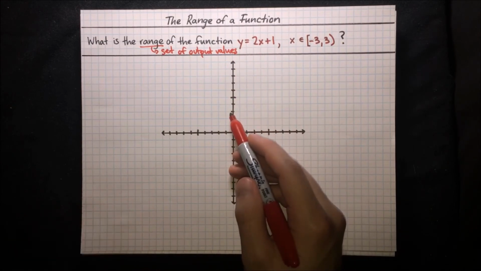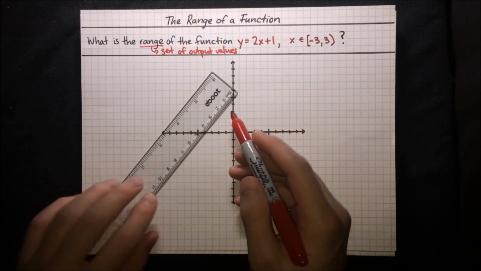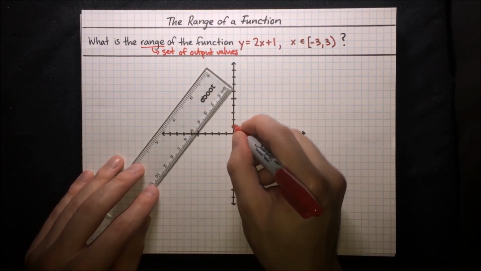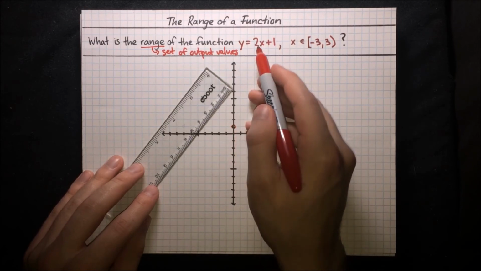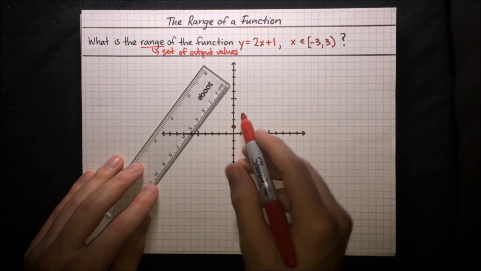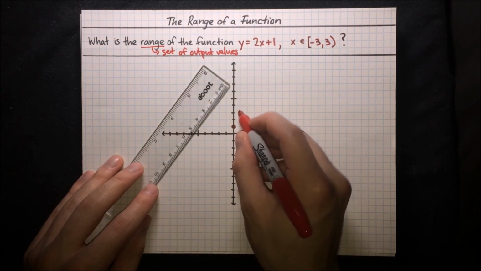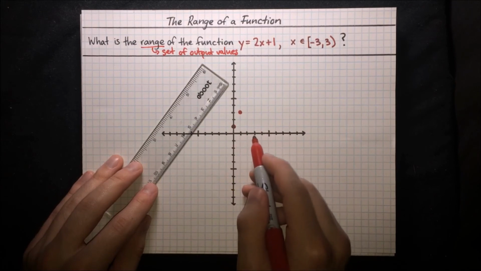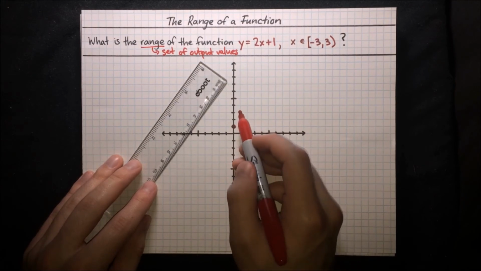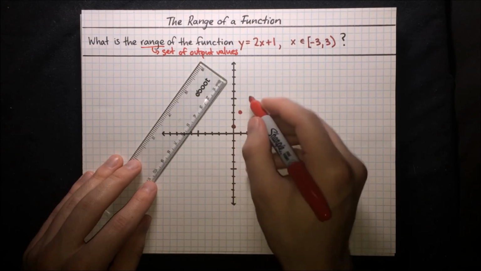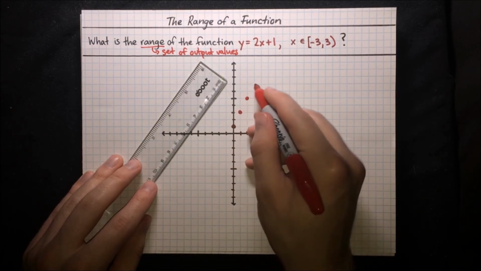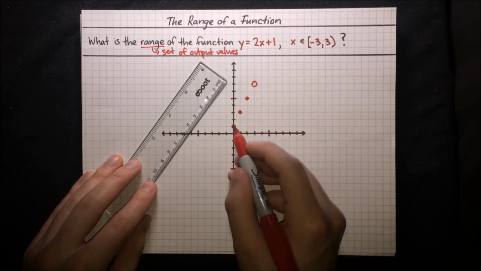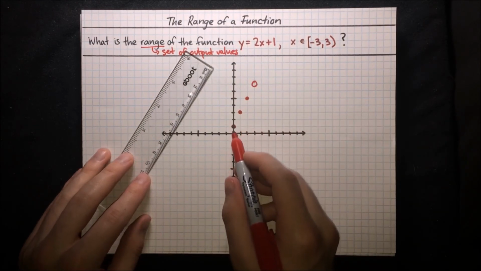So graphing this function, we see it has a y-intercept of 1. So let's plot that right over here at 1, and then it has a slope of 2. So it goes up 2 over 1 every single time. Now it only goes until 3 in the positive direction. So once we hit 3 over here, we should make an open circle. Let's go ahead and keep going. So up 2 over 1, up 2 over 1, but we've hit 3 here, so we put an open circle there.